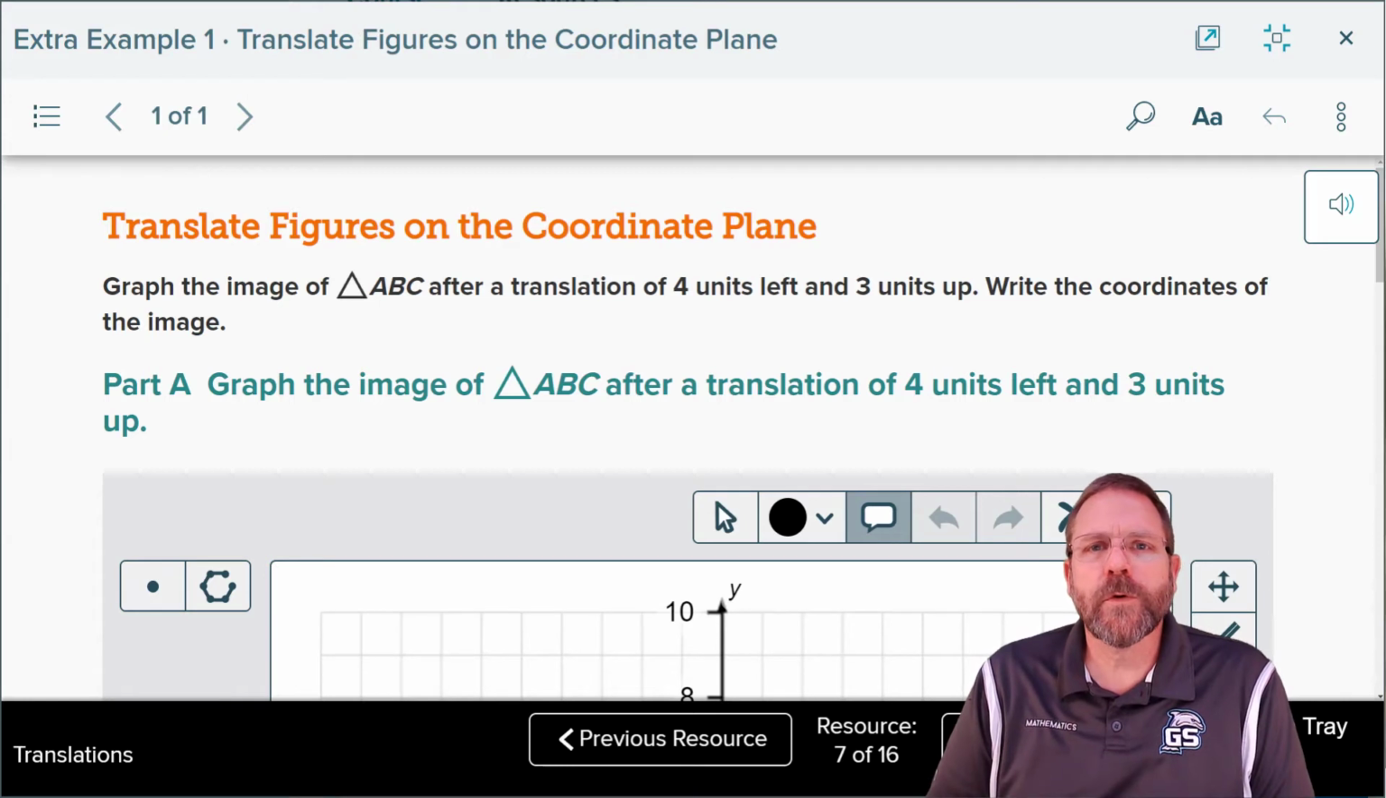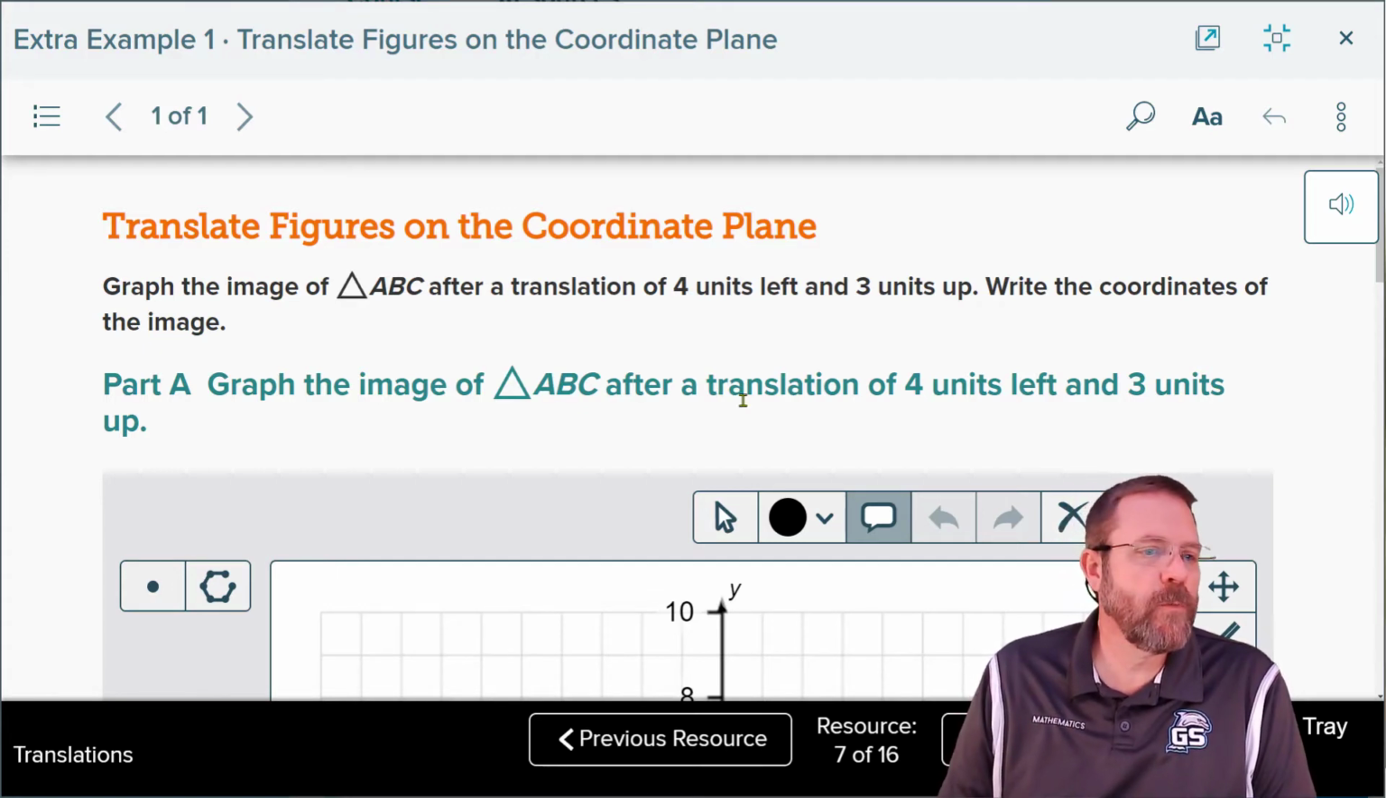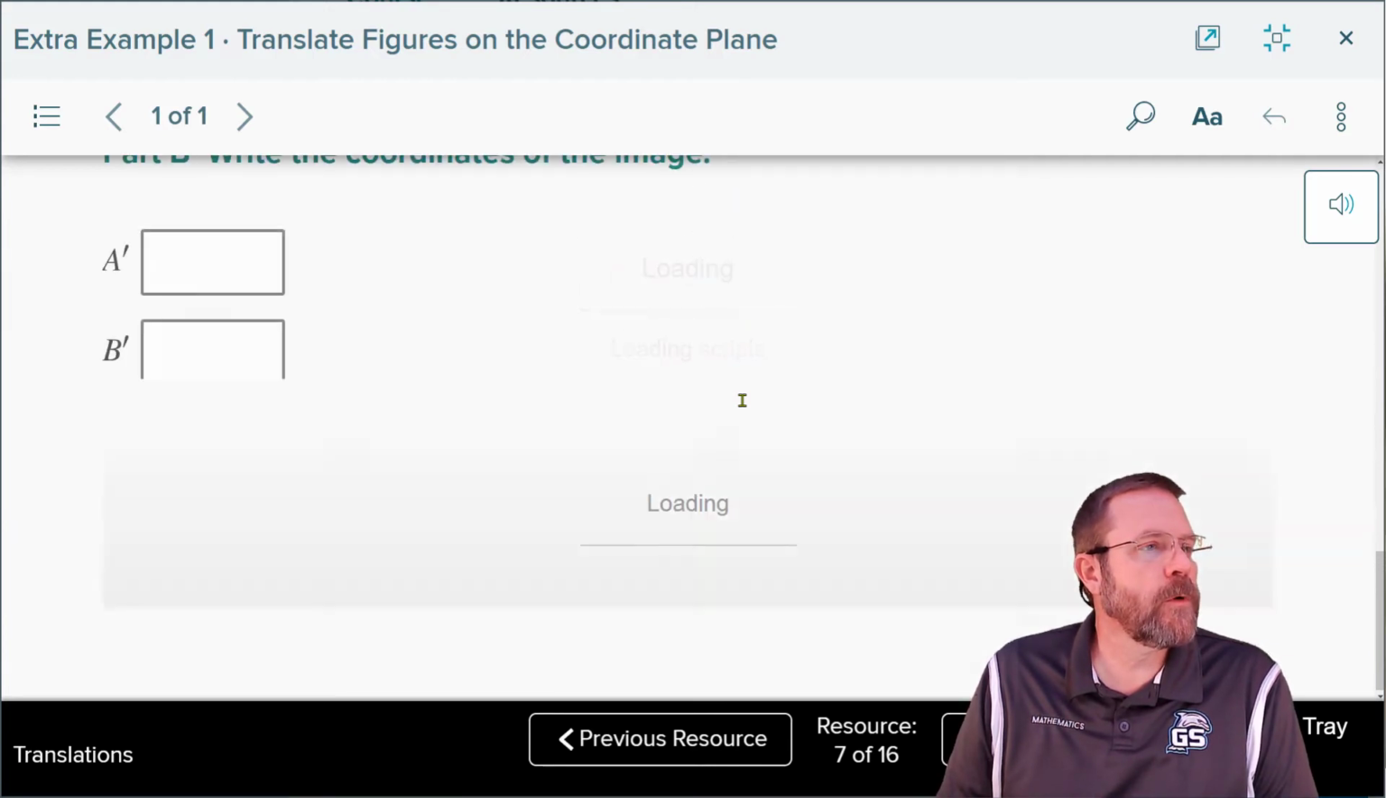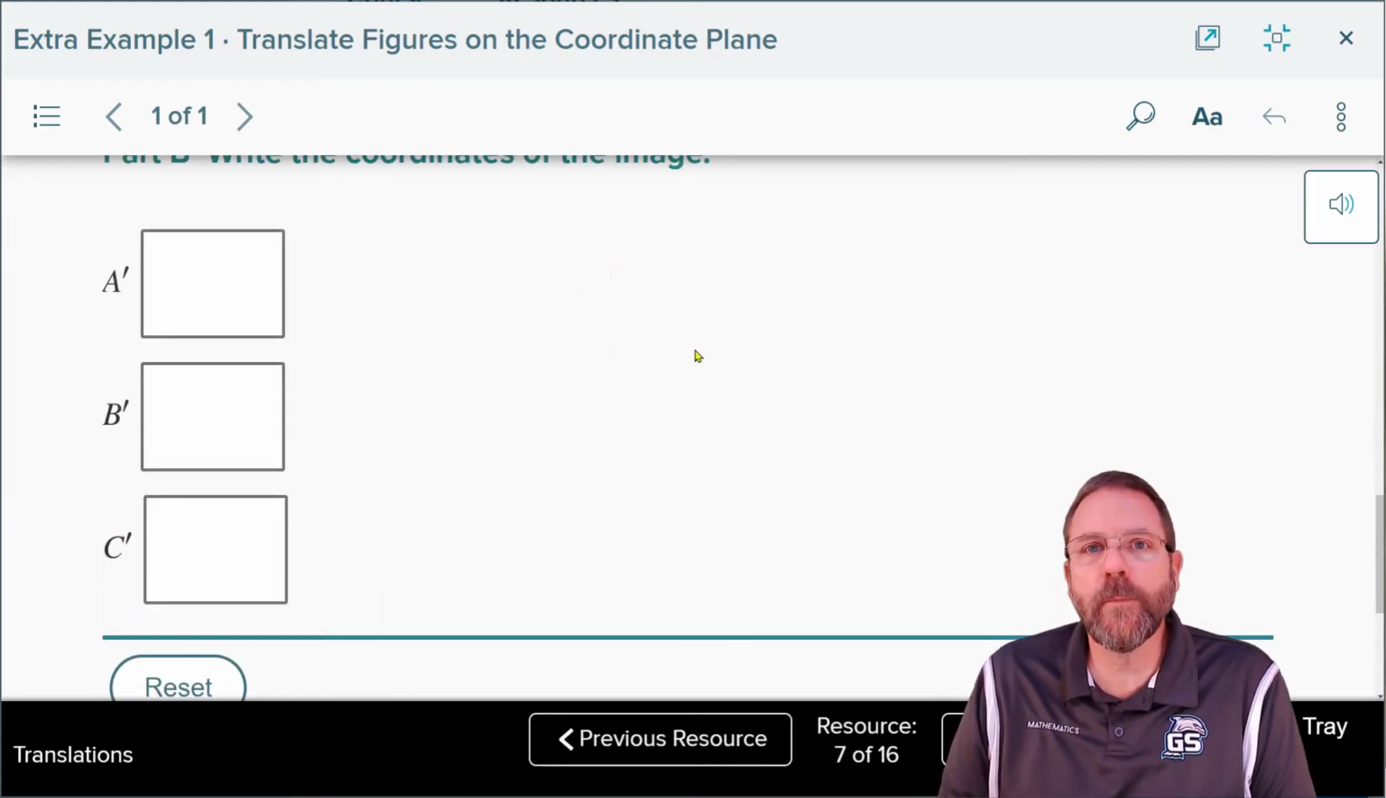Now it's going to be your turn. Go ahead and pause the video and work extra example 1 on your own, where you're going to be plotting the new point locations, connecting those points with a line, and I think they're also going to ask you to tell them what the new prime points are going to be.